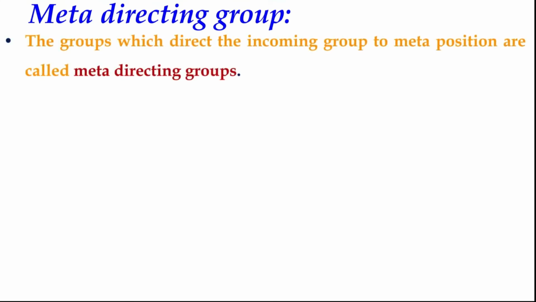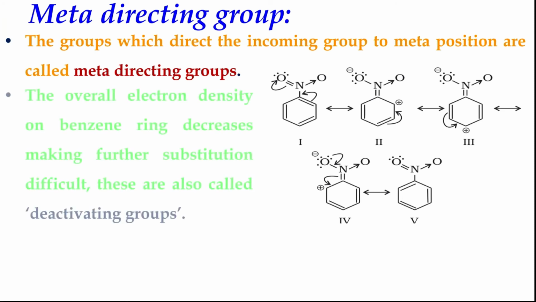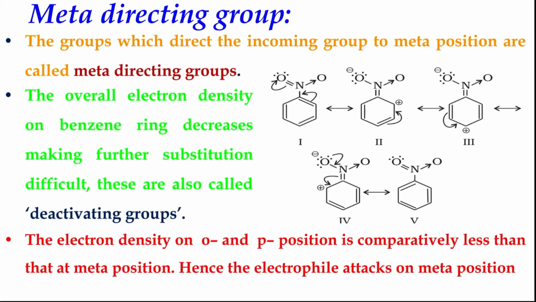Now we shall see the meta-directing group. The groups which direct the incoming group to the meta position are called meta-directing groups. For example, if nitro group is already present in benzene ring, the overall electron density on benzene ring decreases, making further substitution difficult. These are called deactivating groups. The electron density on ortho and para position is comparatively less than that at meta position. Hence, electrophile attacks on meta position.